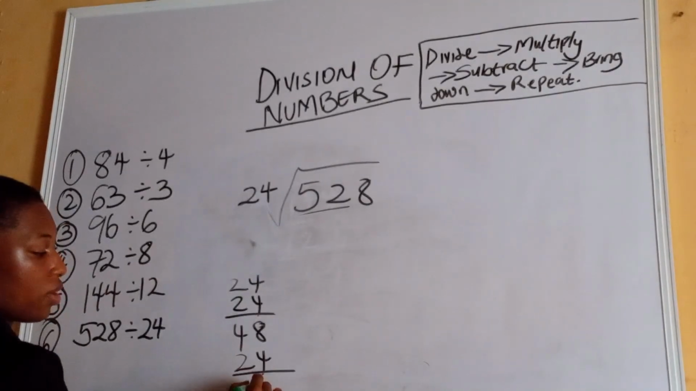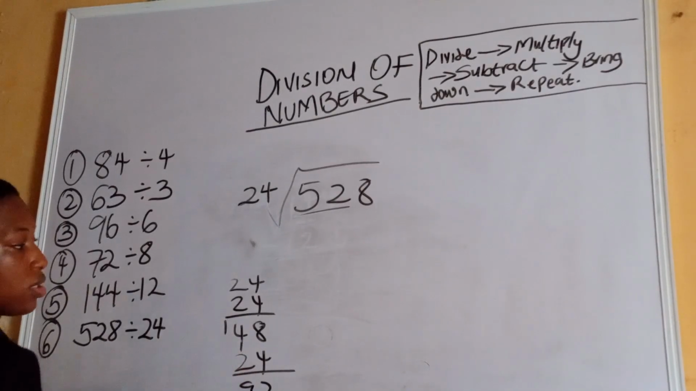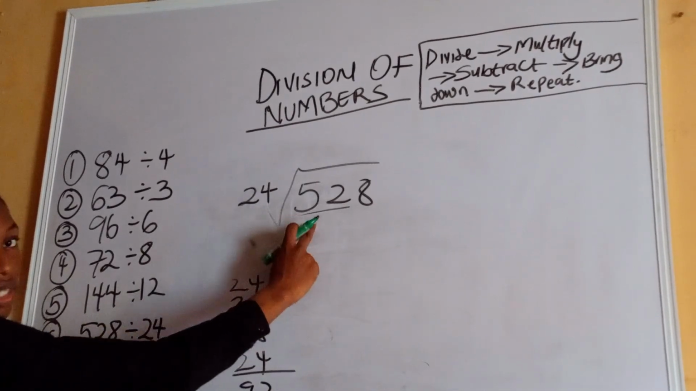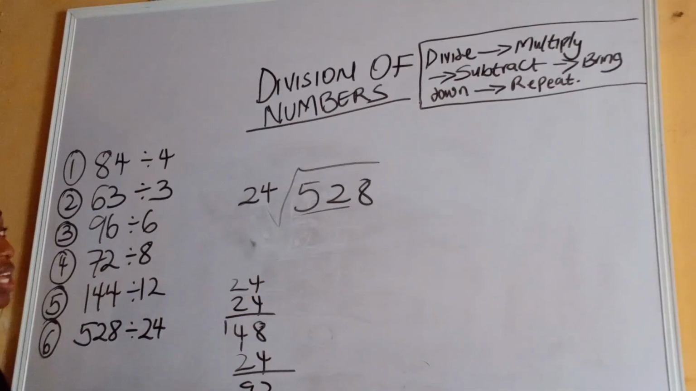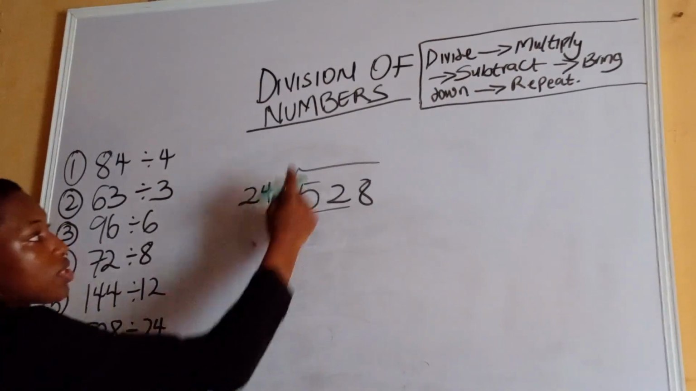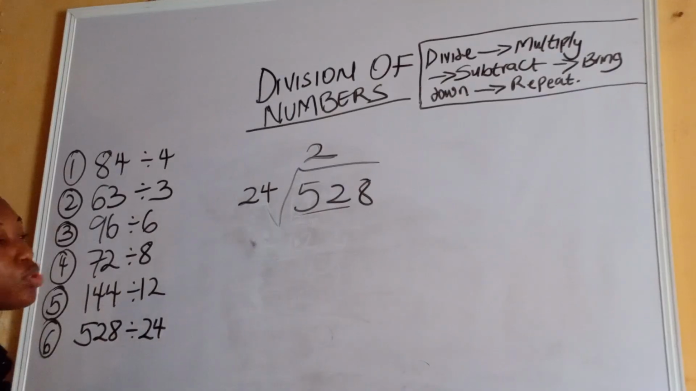48 plus 24, you have 2 plus 1, 4 plus 2 is 6, so 72. So 24 times 2, that's what? 48. But 24 times 3 is what? 72. So that's a big number. That's a huge number. We can't go there. So we know this is 24 times 2. You can get two 24s from 52.